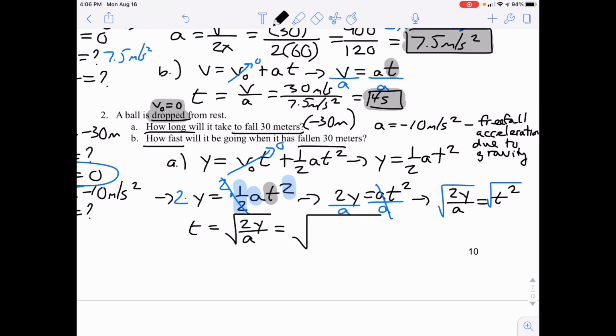Plugging into that, it's 2 times negative 30 over negative 10. You can see that the negatives will cancel, leaving you positive. And 2 times 30 is 60, divided by 10 is 6. And the square root of 6 is approximately 2.5, about 2.5 seconds that it takes to fall.